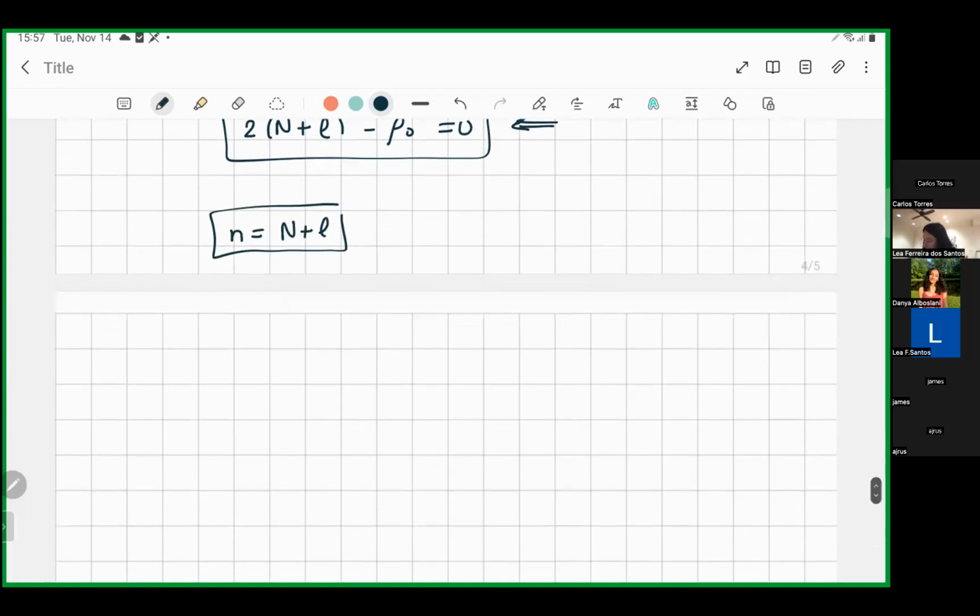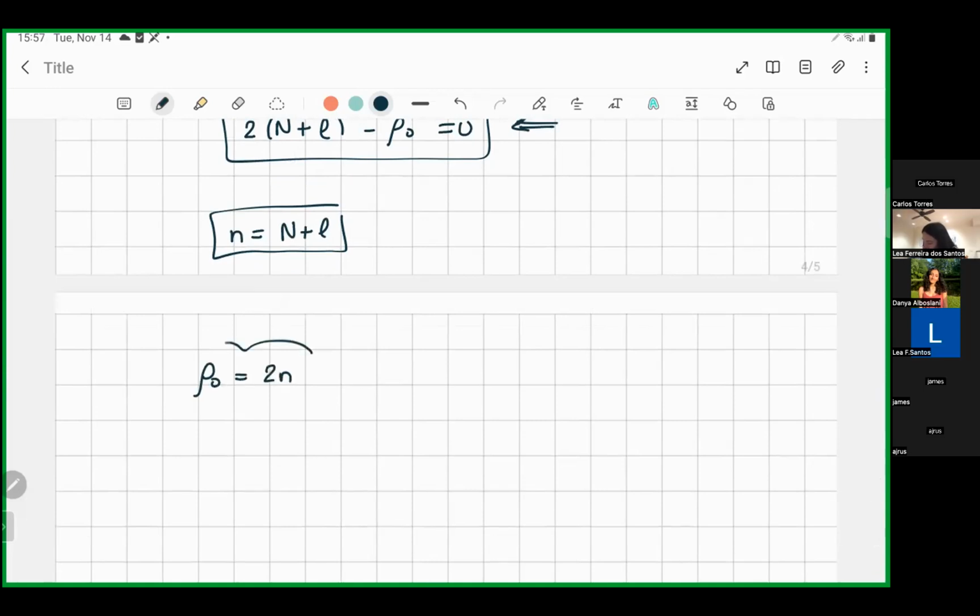Okay. So we arrived at this important equation, which is rho 0 is equal to 2 little n. And why is this very important? Because of what I said in the beginning of the class. Remember what rho 0 is? Rho 0 is related to kappa, rho 0 is related to energy. So let's write what this rho 0 is again.